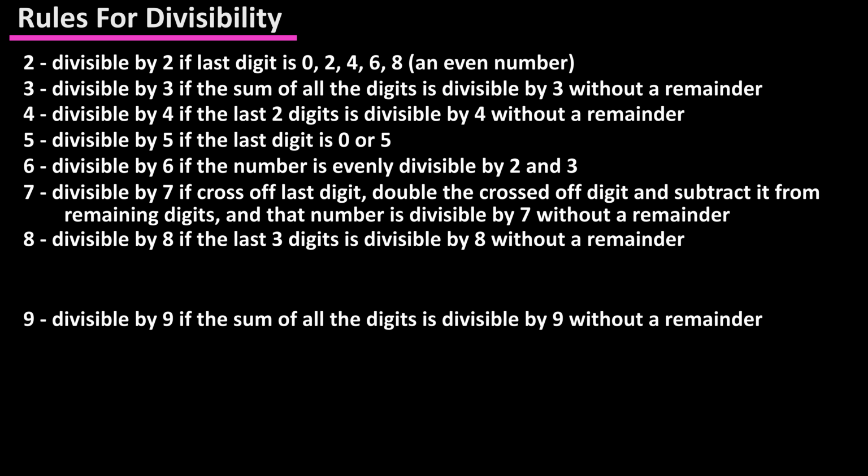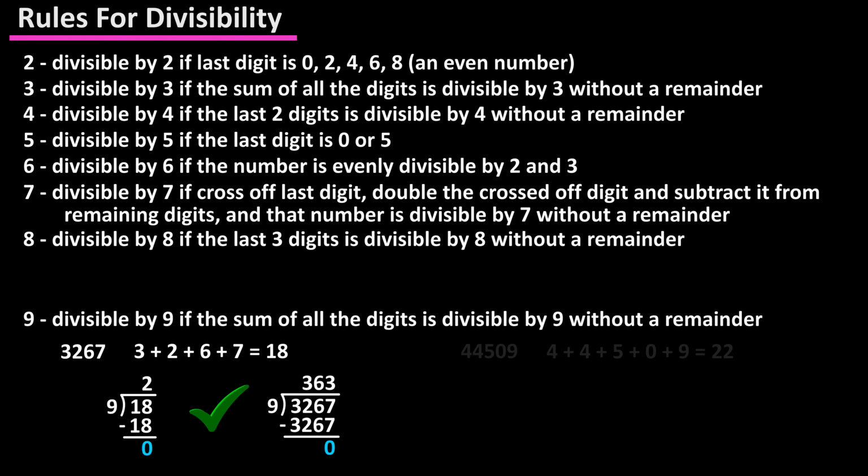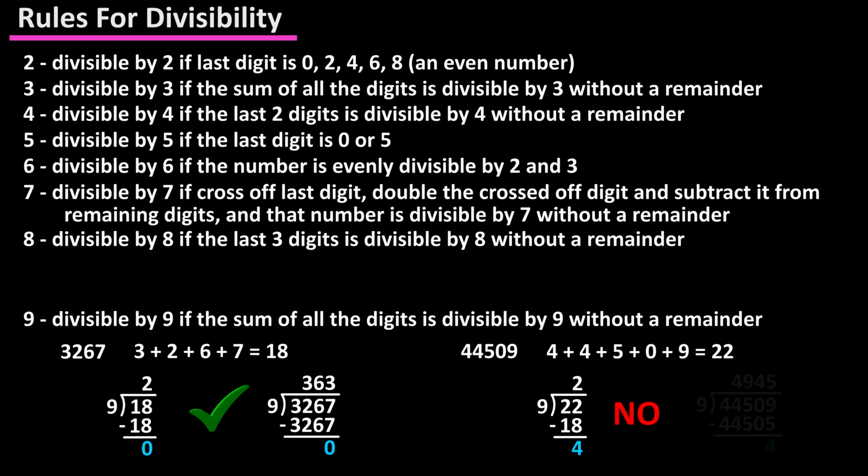A number is divisible by 9 if the sum of the digits is divisible by 9 without a remainder. For instance, the number 3,267. If we add up all the digits, we get 18, which is evenly divisible by 9, no remainder. For the number 44,509, if we add up all the digits, we get 22, which is not evenly divisible by 9. So 44,509 is not evenly divisible by 9. As you see here, it has a remainder.